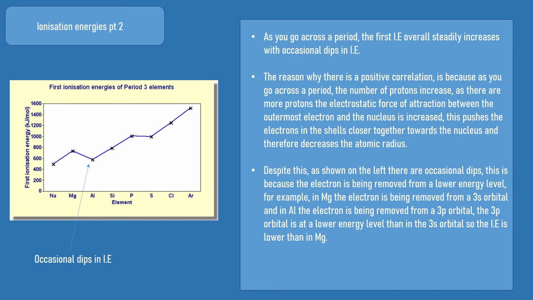The occasional dips are present because these electrons are removed from higher energy levels than others. If we look at magnesium, the electron being removed is from the 3s orbital, and in aluminium the electron is being removed from the 3p orbital. The 3p orbital is at a higher energy level than the 3s, so it requires less energy to remove the electron, so there is therefore a dip in ionization energy. Try and also have a go at explaining why there is also a dip at sulfur using your knowledge.